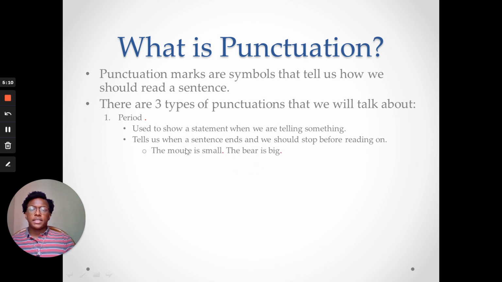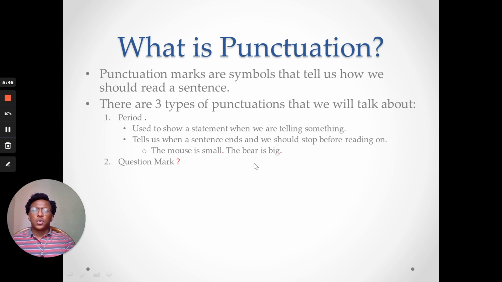So, for example, I have these periods here in red. We have two sentences here, and it says, the mouse is small. The bear is big. Now, when I got to the period, I didn't say anything. I just stopped, because when you're reading a sentence, you don't pronounce the period. You just stop reading for a second and then keep going. So I would say, the mouse is small. The bear is big.